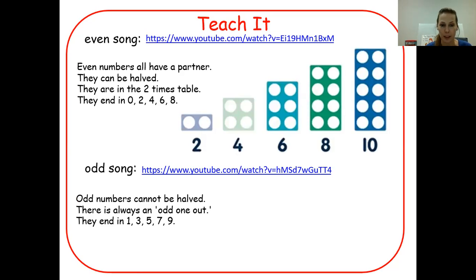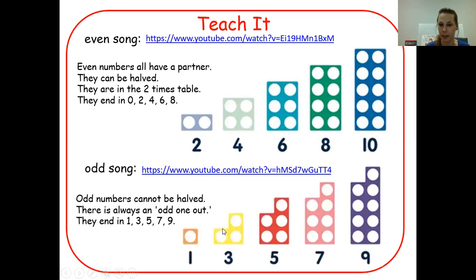Then odd numbers, they cannot be halved evenly. There will always be an odd one out. So if you try to split them in half, this side would have 1 more than this side, and it wouldn't be even. They end in 1, 3, 5, 7, and 9. And again, it doesn't matter how big or how small the number is. If the ones digit is one of those numbers, it's an odd number. It can't be both. It's either odd or even.